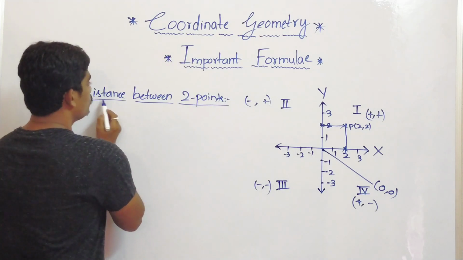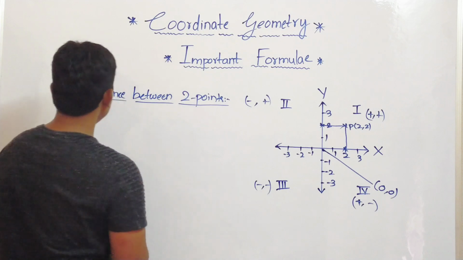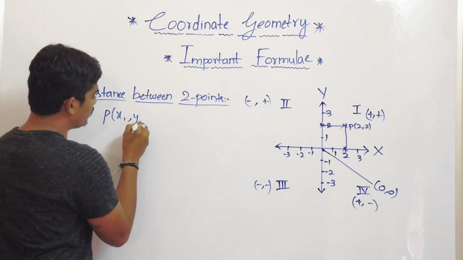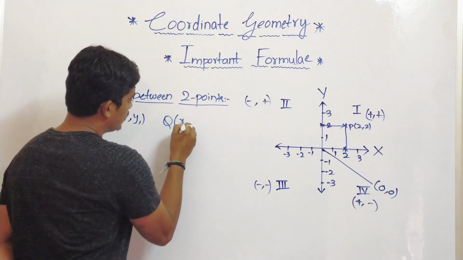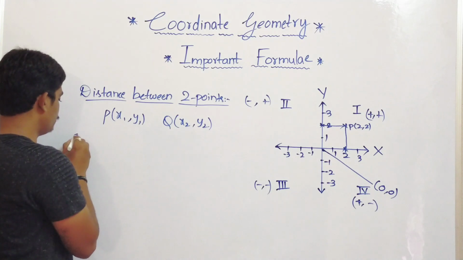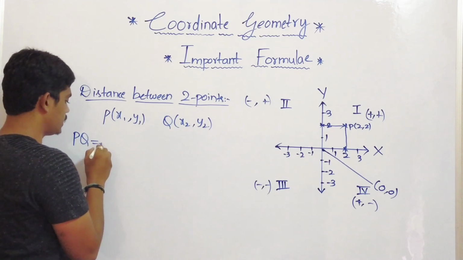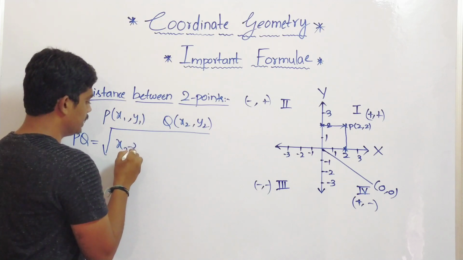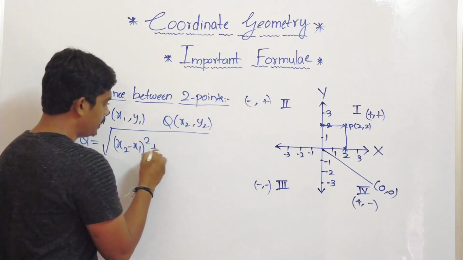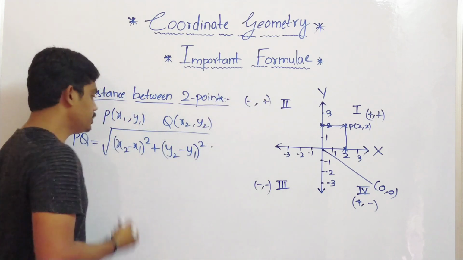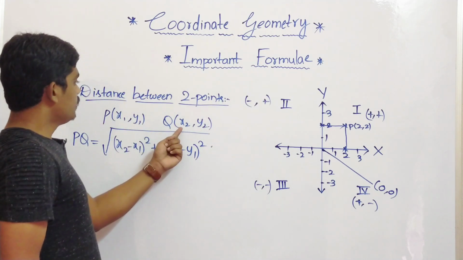Let us find how to calculate the distance between 2 points. For example, we have 2 points P(x1, y1) and Q(x2, y2). So how do we find the distance between these two? The length PQ is given as the square root of (x2 - x1) whole squared plus (y2 - y1) whole squared. So this is very simple, friends.